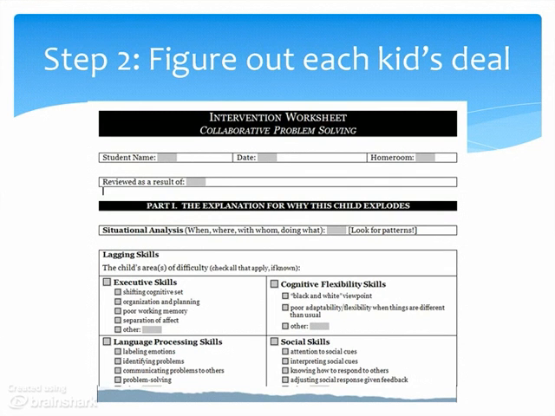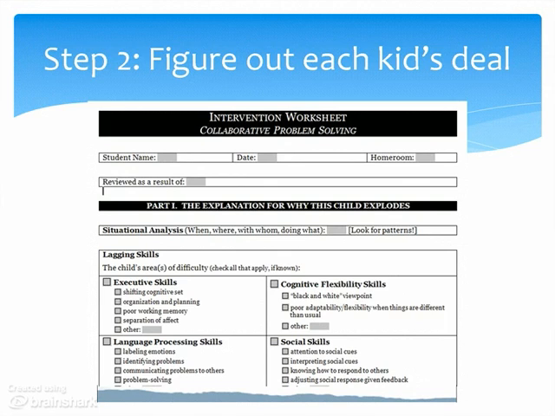Step 2 is for each staff member to figure out what the kid's deal is to the greatest extent possible. Complete as much of the intervention worksheet as you can before your first conversation, then come back and add more insights that you gathered working with the student. The intervention worksheet should be the one place to which you consistently return to add important new information and insights, some of which may contradict older information.